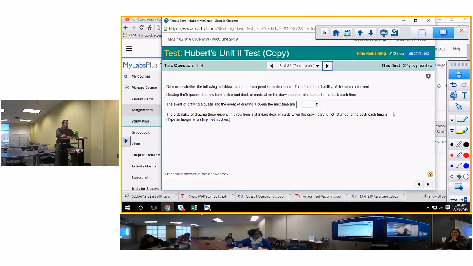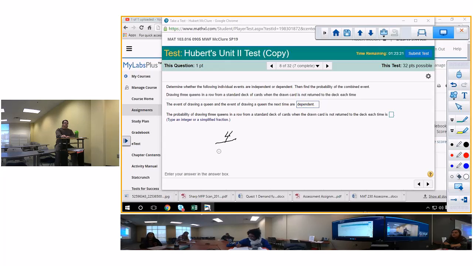Drawing 3 queens in a row from a standard deck of cards when the drawn card is not what? Returned. Put back in the deck. All right, so that is what? Dependent, because you're not putting them back. Returning it. And it also means that you're going to have to subtract 1 from the top and the bottom, the numerator and the denominator. So how many queens are in a deck of cards?